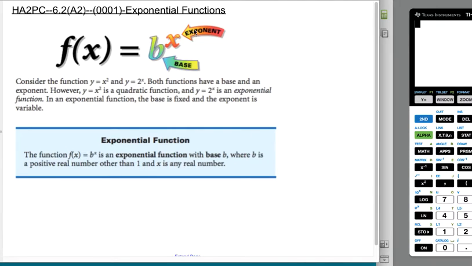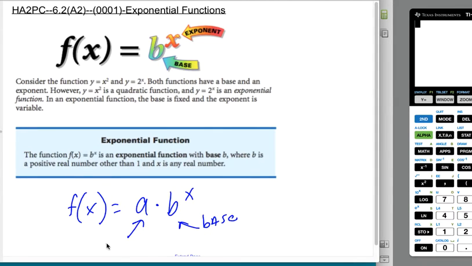So we have a base and an exponent, and we saw in the last video that sometimes we see this written where there's another value in front, like this, a times b to the x. This would still be the base. What would make this different is that this is an initial value. We saw that with bacteria populations where the a was 100.